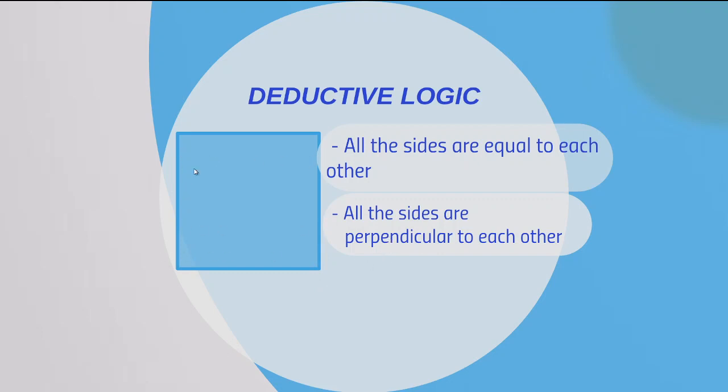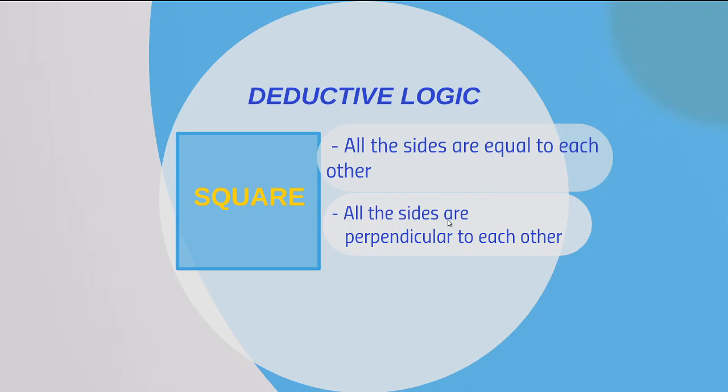So what shape is this? Because of these two pieces of information, we can say that this shape is a square. If it was only that all the sides are equal, it could be a rhombus also. If the only information was that all the sides are perpendicular, it could have been a rectangle, because in a rectangle also all the angles are 90 degrees. But only in a square do these two things come together: all the sides are equal and all the sides are perpendicular.